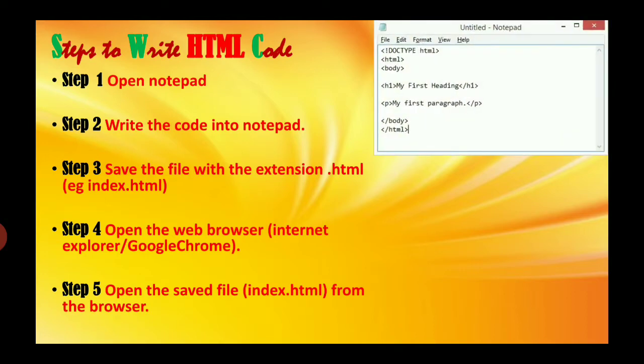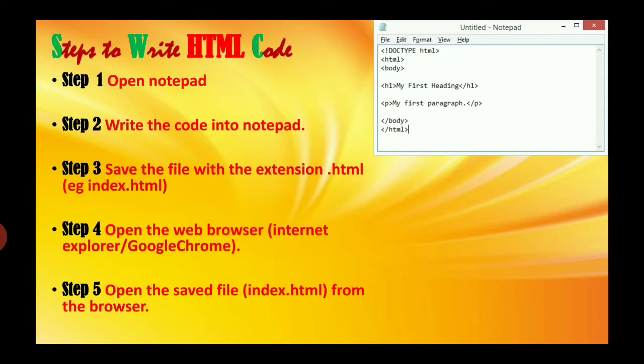You can see the picture. This is an example of a Notepad, and in this Notepad you can write the code. You can see doctype html. This is the code: html, body, h1, My First Heading, then closing tag /h1, then again opening p, My first program, then closing tag /p, then closing body tag, and then closing html, which I will explain to you in the next slide.